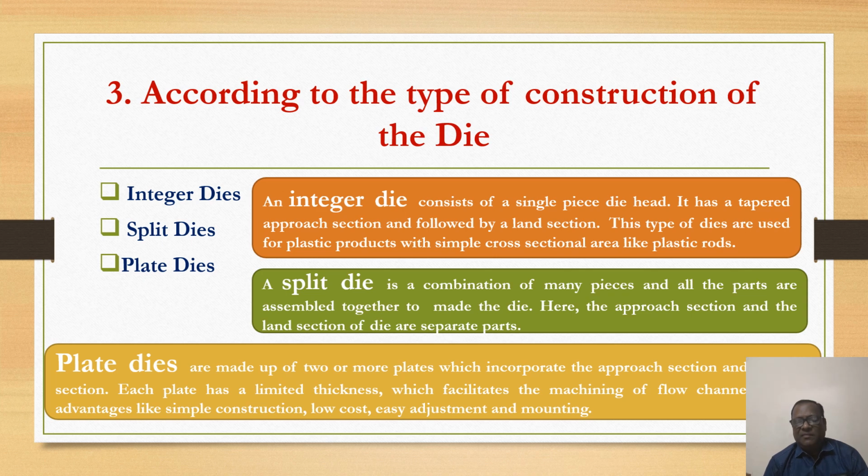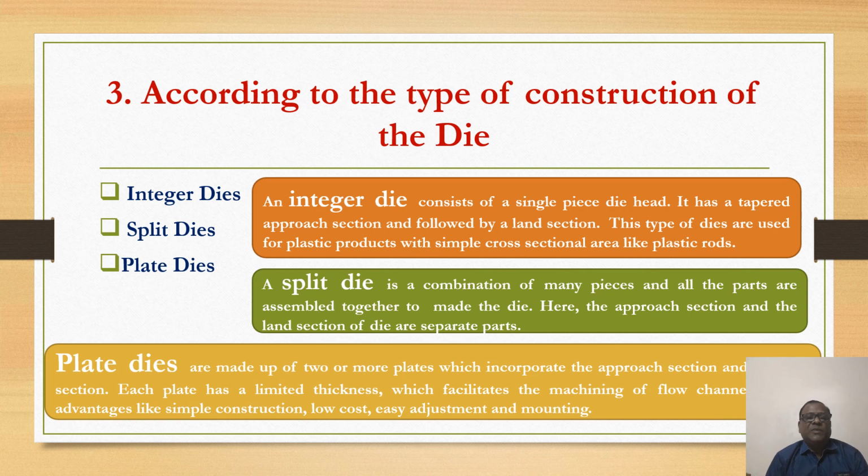But many other things, for example PVC pipe and all, cannot be made with integer type of dies. There are some issues. As I told, one of the problems is, if anything goes wrong, then the entire die has to be changed. So it will be a costly matter.